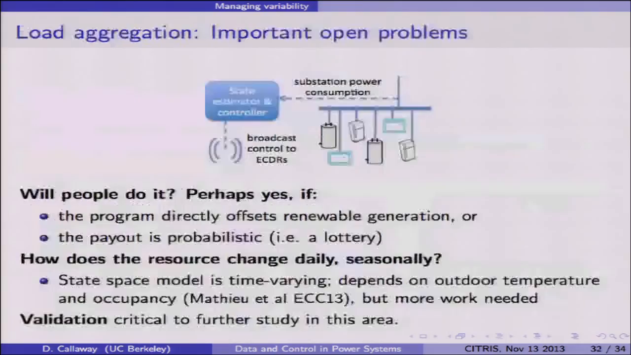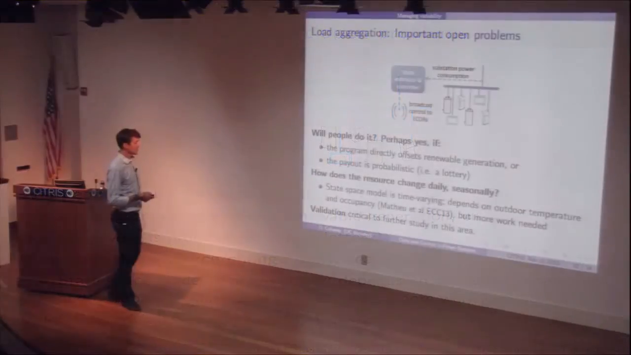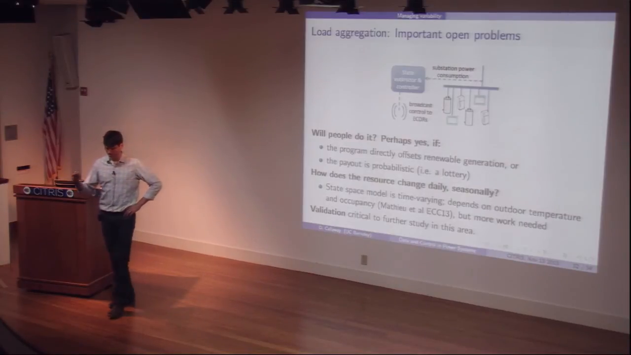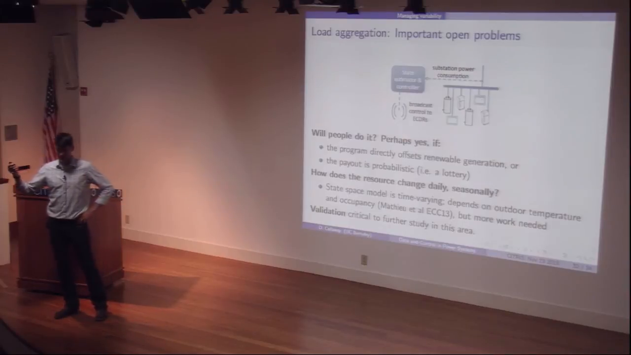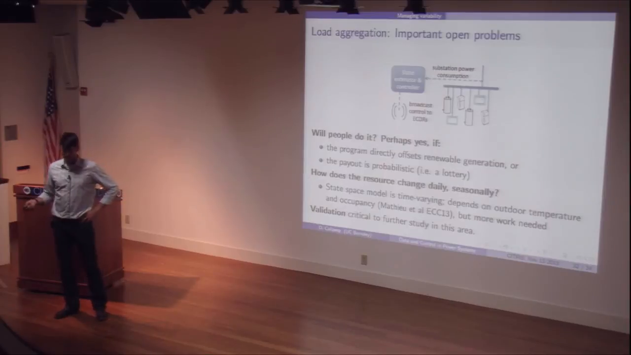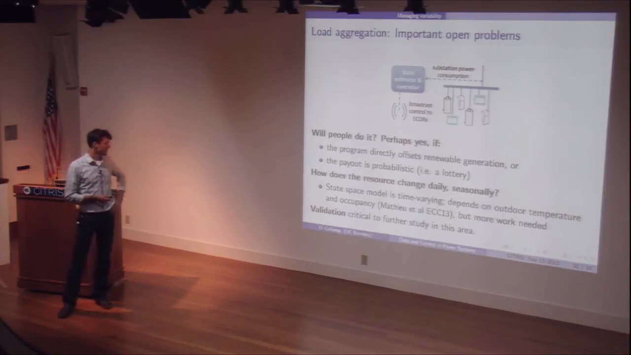So one natural question then is, would you do it if it's only $10 or $30 a year? One answer might be if the program directly offsets renewable generation, maybe that encourages more participation. In fact, you might get more participation if you don't pay anything and just say you're offsetting PV, rather than pay something and you're offsetting PV. We're also looking at options where the payout might be probabilistic. That is, you get credits to play in a lottery and you get paid $10,000 with probability 1 in 10,000 instead of $1 all the time.